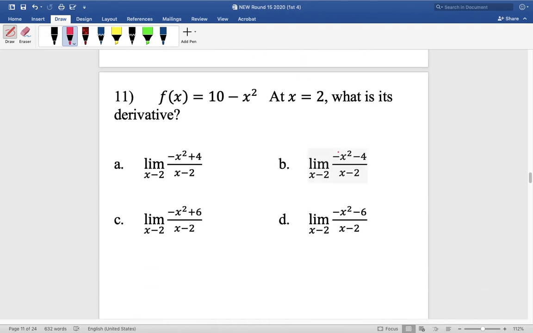Number 11, it's our definition of a derivative, meaning we have to find a derivative at this point. So we're going to get there by using the slope formula, right?